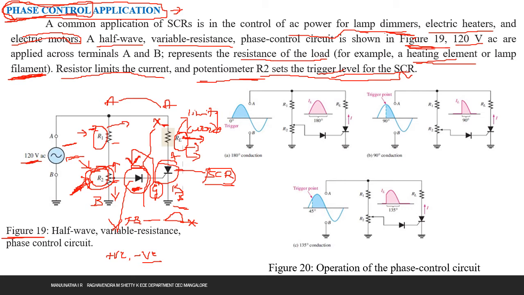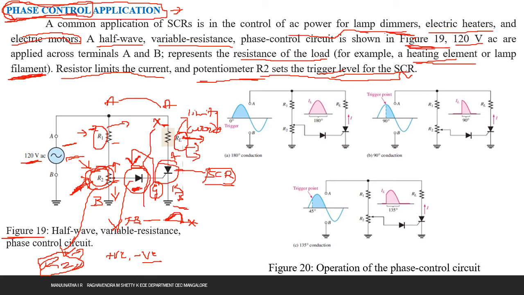But whether it is going to conduct the full positive half cycle will be decided by this resistance, R2. Because of this resistance R2, there is some voltage drop across it, so we have to subtract it here. So what is the voltage drop across this resistance?